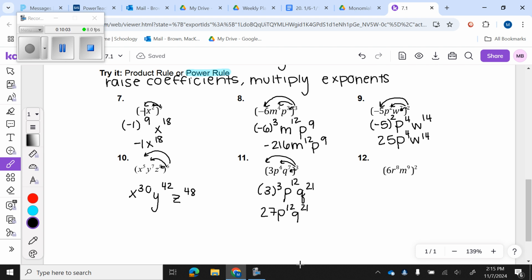All right. And then number 12, last one, same thing. Distribute your exponent to everything. I'm going to have 6 to the second, r to the 2 times 8 is 16, and m to the 2 times 9 is 18. 6 to the second, that's 36. So I'm going to have 36, r to the 16th, m to the 18th.